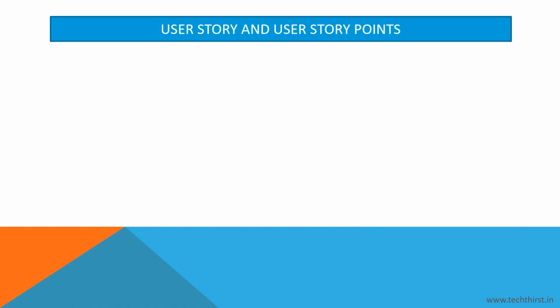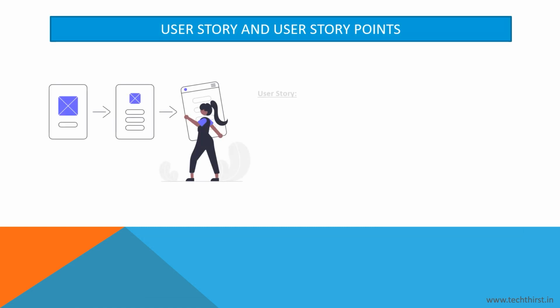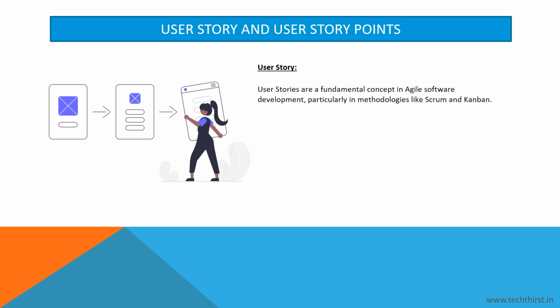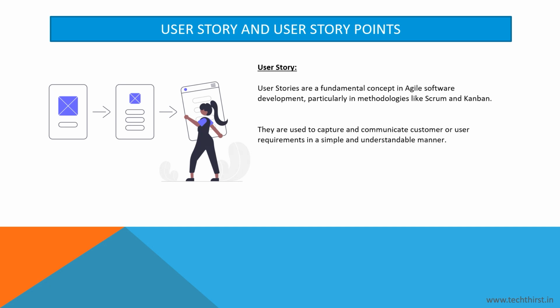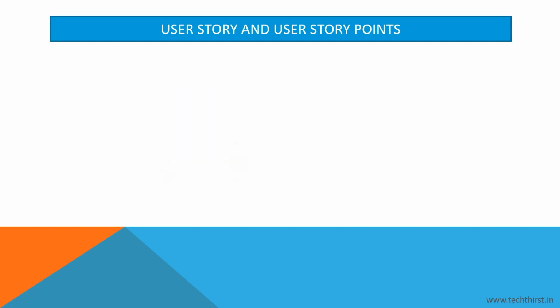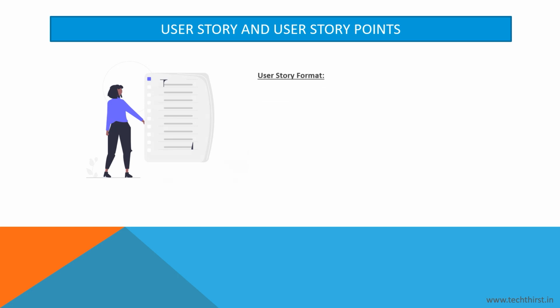User stories are a fundamental concept in Agile software development, particularly in methodologies like Scrum and Kanban. They are used to capture and communicate customer or user requirements in a simple and understandable manner. A user story typically consists of a brief, informal description of a feature or functionality from the user's perspective. Here's a more detailed explanation of user stories.